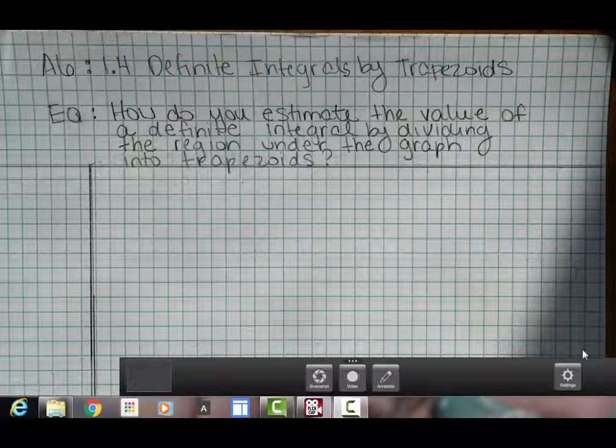So hopefully you've noticed that counting squares to find the definite integral can be quite tedious, and we all count squares differently. So another method to find the region under the graph is to basically divide that area up into trapezoids and then find the area of each one of those trapezoids. So I guess the first thing you're going to need to remember is what a trapezoid is and how to find the area of it.